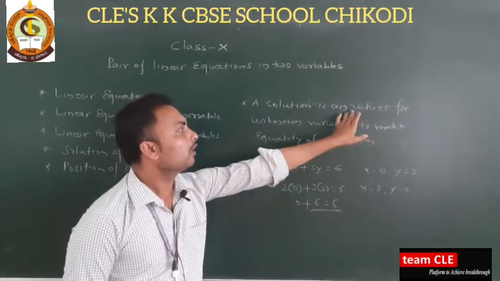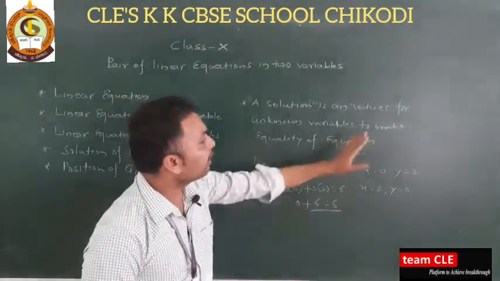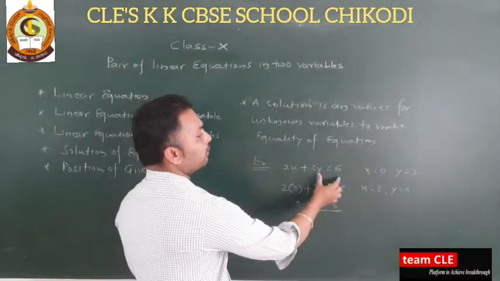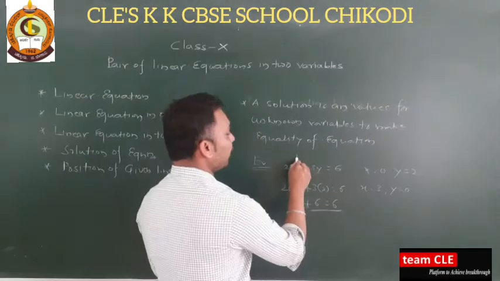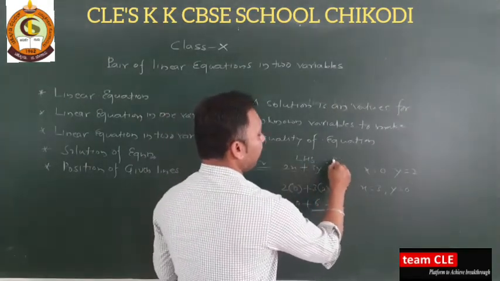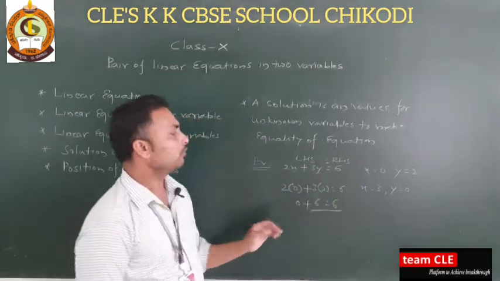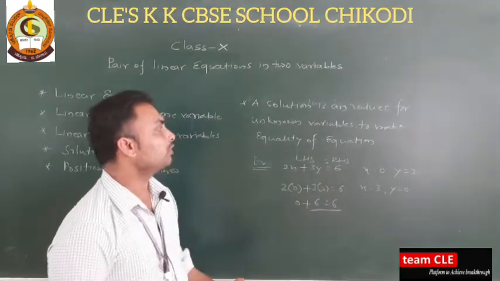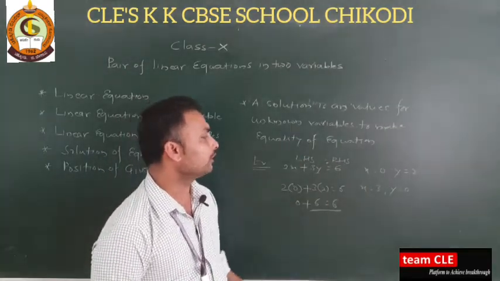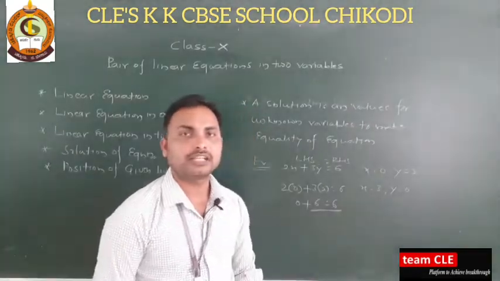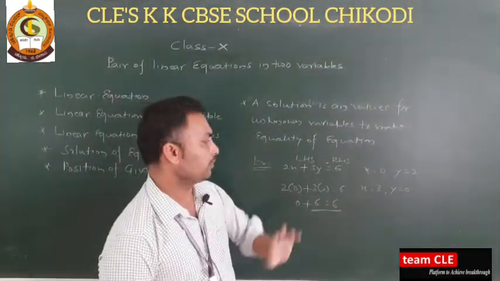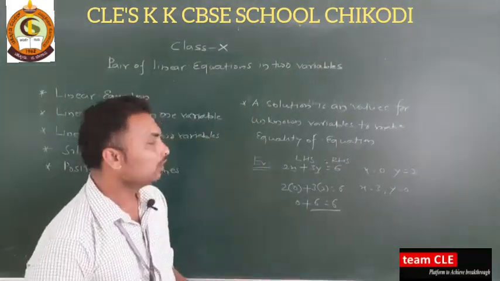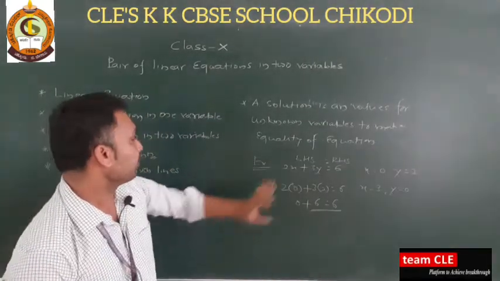A solution is a set of values for the unknown variables that makes the equality of the equation hold. Equality means this LHS should be equal to the RHS, okay. So to make the RHS and LHS equal, we need to substitute some values for the unknown quantities, and those values are nothing but the solution of the equation, okay. Here x is equal to 0, y is 2, x is 3, y is 0, like this. These are the solutions of the equation, okay.